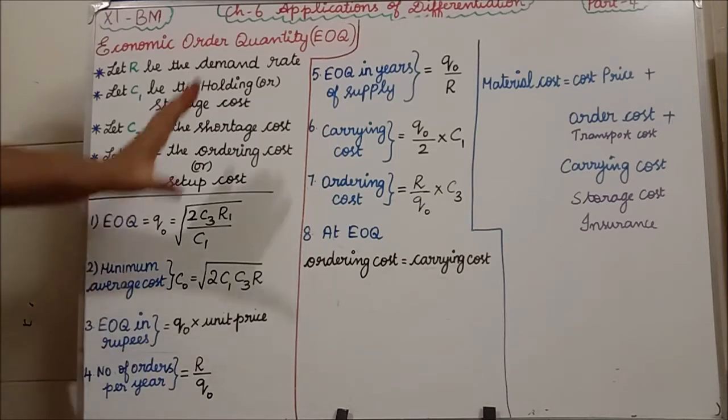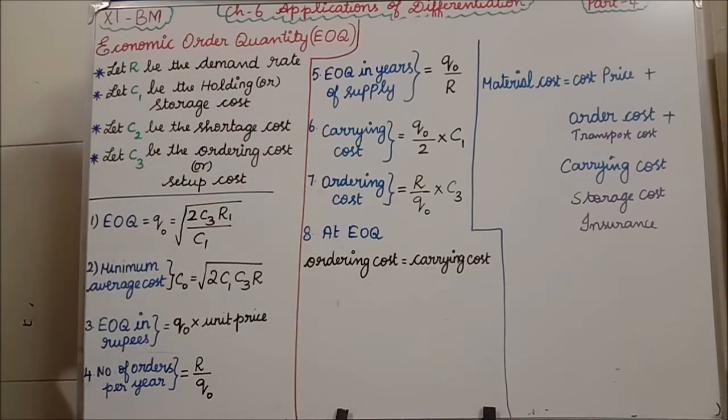Only these 8 formulas you have to keep in your mind. Then it is very easy for you to solve the problem. They will clearly mention in the question what to find. The only thing is you have to select from the question what is C1, what is C2, what is C3, what is R. That alone you have to select from the given question. Once you have selected, you can easily substitute in the formula and find the values.